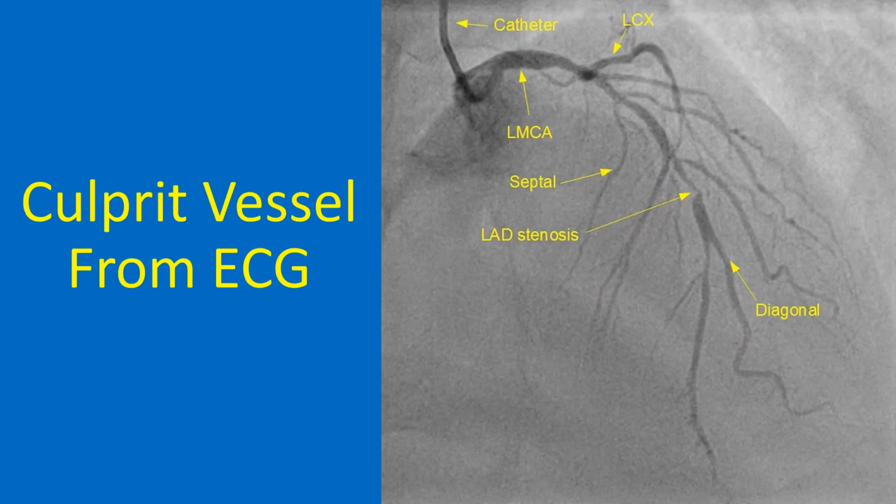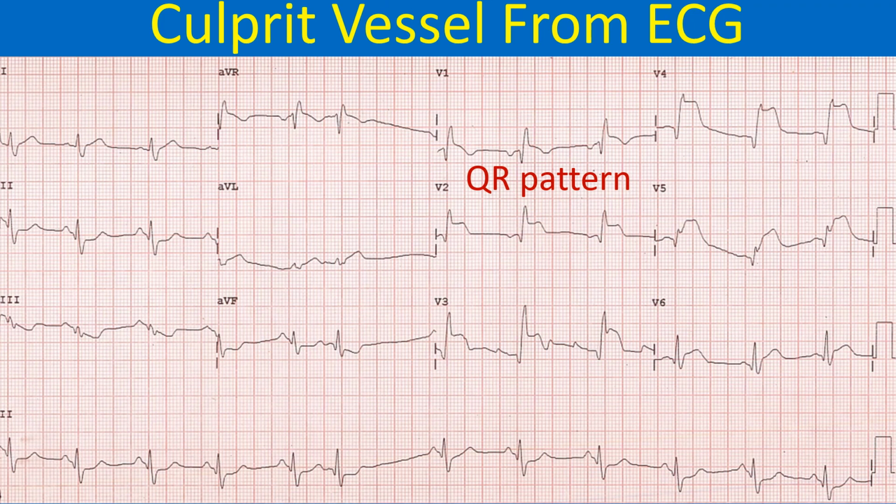This is a left coronary angiogram focusing on the branches of left anterior descending coronary artery. Diagonal and septal branches are seen. ECG showing acute anterior wall myocardial infarction with RBBB. Gross ST segment elevation is seen in anterior leads with maximum 0.7 millivolt elevation in V4. QR pattern in V1 suggests anterior wall infarction with right bundle branch block.